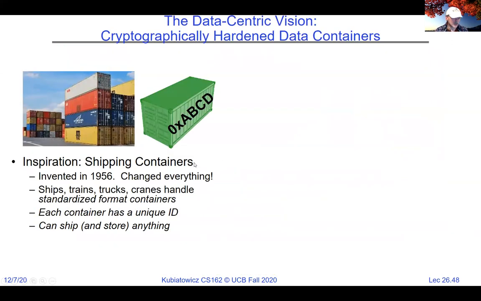The data-centric vision, which is one that I've adopted in my research group, is one in which we think about shipping containers full of data. If you think about down at the Port of Oakland, you've probably all seen these shipping containers. This was a great invention back in 1956. Before 1956, we had longshoremen who would take a bunch of things and go to a ship and play Tetris with it to try to fit all of these things onto the ship. Then the ship would go to its destination, and there'd be people there that would unpack them, and then you'd have to figure out how to put them on trucks and so on. And it was a mess.